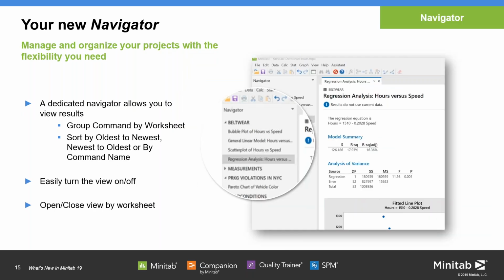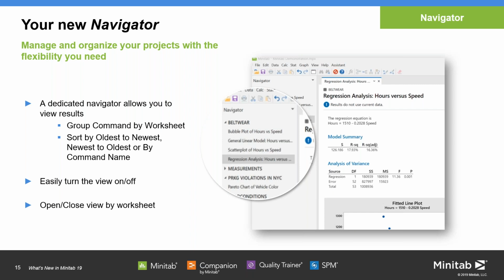And when it comes time to manage all that output, that's what the Navigator is for. So the Navigator is anchored on the left side of the application. It can be easily toggled on and off, and it gives you a view of your output. You can group the output by worksheet and sort it oldest to newest, newest to oldest, or by command name. Use command name if you'd like to sort the results in alphabetical order.